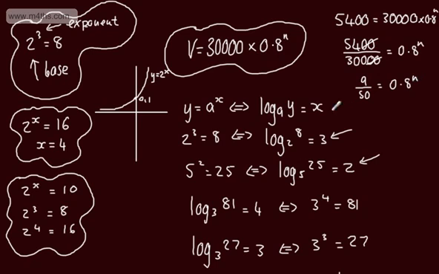So what we want to do now is write the log equivalent. So if we consider now that this is the power the base is raised by to get the value, we can say now that log to the base 0.8 of 9 over 50 is going to be equal to n. And I'm just about to find now the value of n, and that's the number of years after which this car is going to be worth £5,400. So let's put that in a calculator.